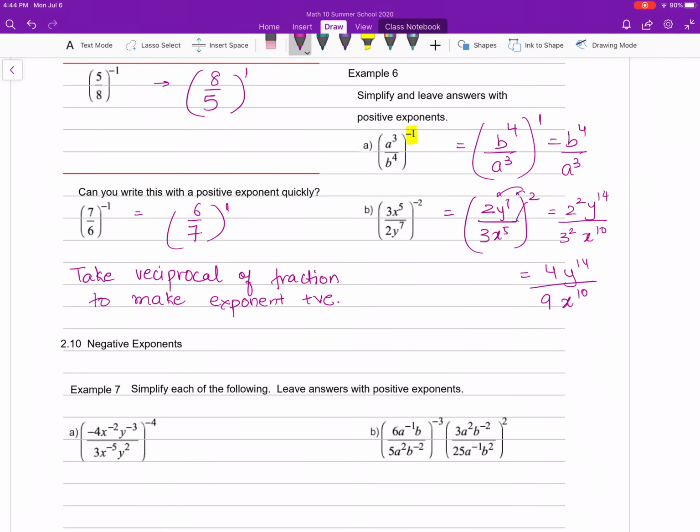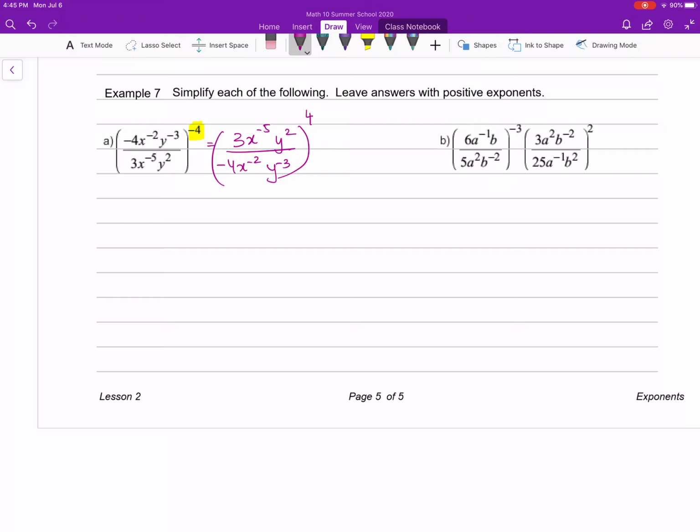Now we're going to do the last two examples, which are a bit complicated to look at, but if we follow all the rules and all the steps, these are not that bad. First of all, it's negative. I'm going to make it positive by flipping it. So this is 3x to the power minus 5 over y squared to the minus 4. Since we are only making the outside exponent positive, inside the negatives will stay the same.